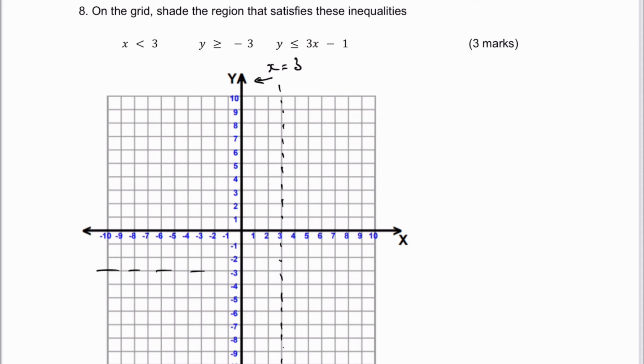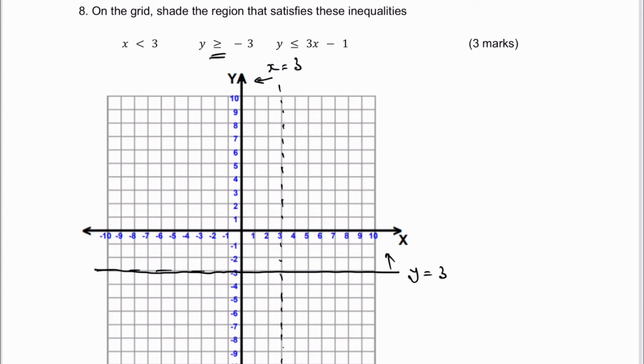Now actually you'll notice that I did a dotted line the first time round for x is less than 3. Now I've just spotted that y is greater than or equal to, so the common convention is to make that a solid line where y equals 3, and it's actually going to be above that because it's greater than or equal to minus 3.